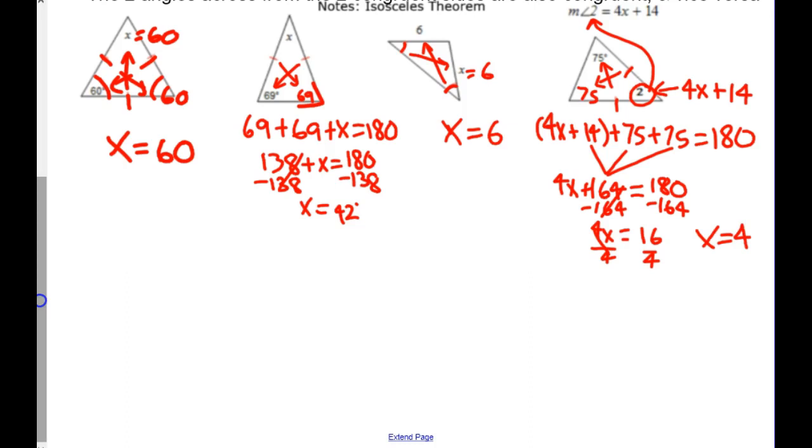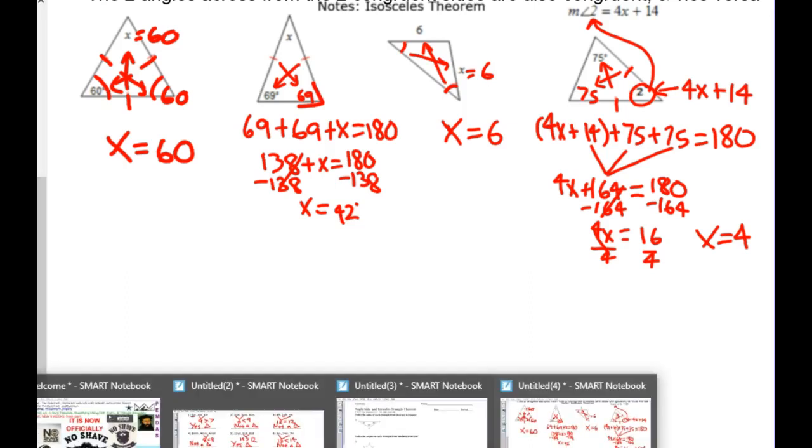Okay? So those were just some samples of what we do when we have an isosceles triangle. When we have a missing angle or a missing side, we look for congruent angles or sides, respectively, across from that. So let's go to the practice.